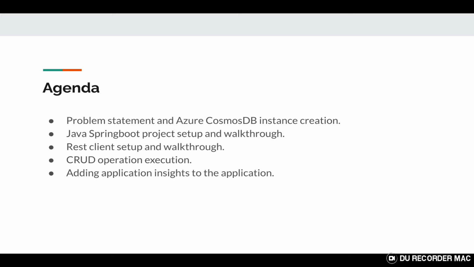And then I have a Postman client, REST client, which is set up to perform all the CRUD operation on Cosmos DB via that Spring Boot application. So I'll walk you through that Postman setup as well, and then we'll see how that CRUD operation is done, what would be the outcome of all those CRUD operations. So we'll be doing it via Postman as well as through the JUnit test cases. And lastly, we'll be adding some application insights to our application as well. Okay.